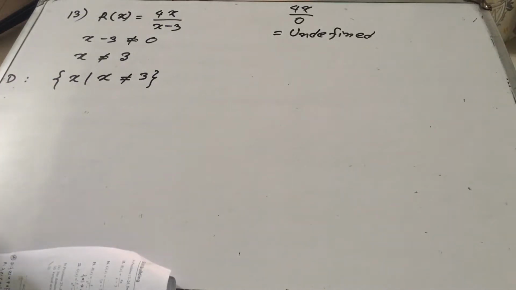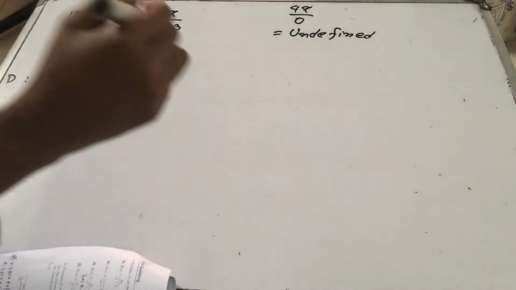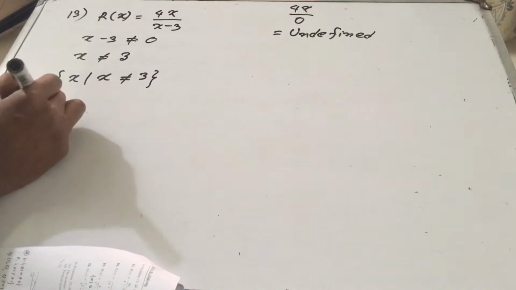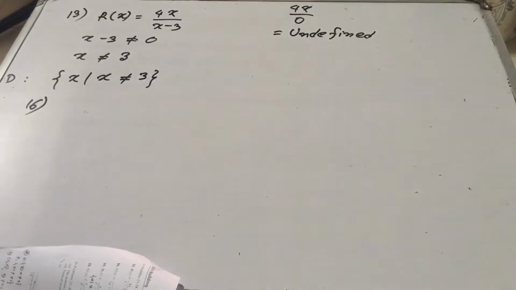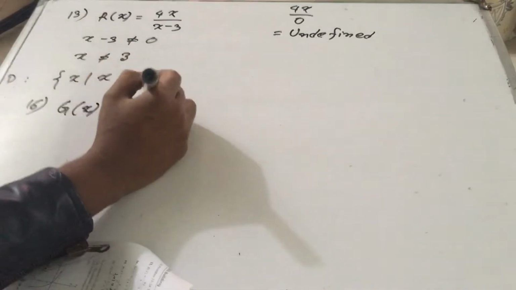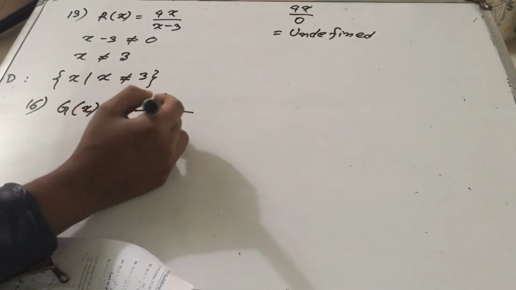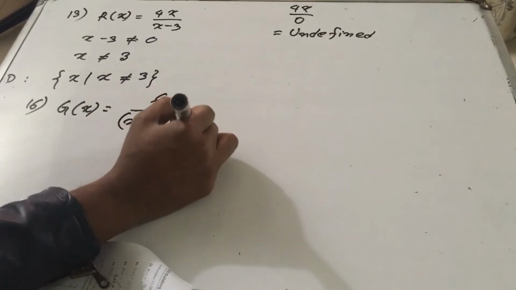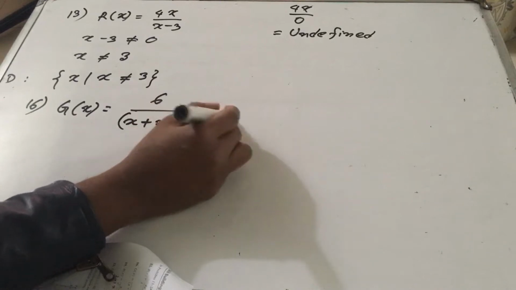Let's try another maths, let's try number 16. Number 14 is similar, 15 and 16 are similar, so I will try number 16. Number 16 is saying g(x) equals 6 divided by (x plus 3)(4 minus x).